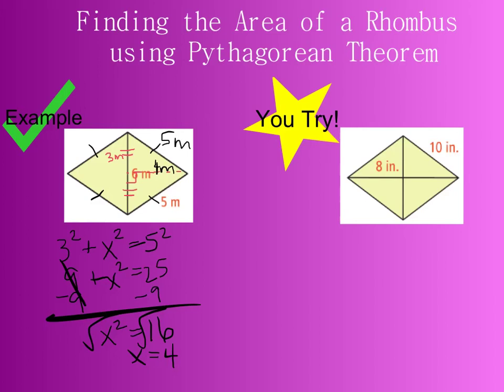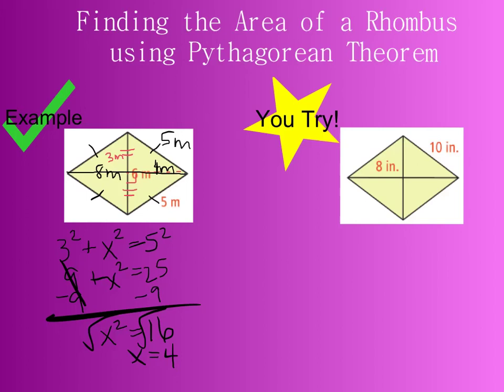So let's go back to our original picture. If we need to find the area of a rhombus, I need the lengths of both of my diagonals. This diagonal they told me was 6. I had to use Pythagorean theorem to find this piece here because now I know that my entire length here is 8 meters. So I now know both of my diagonals.